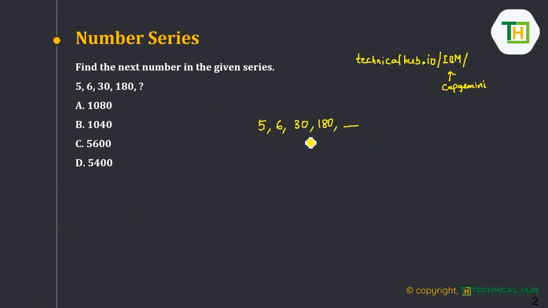Next, 5, 6, 30, 180. It is very clear. 5 into 6 is equal to 30. 6 into 30 is equal to 180. If I multiply the first two numbers, I get the third one. If I multiply the second and third, I get the fourth one. In the same way, I have to multiply 30 into 180. That will be the answer. 30 into 180 will be 3 into 18 is 54 and two zeros. So 5400 is the answer here. Option D is the correct answer. It's a simple multiplication series.